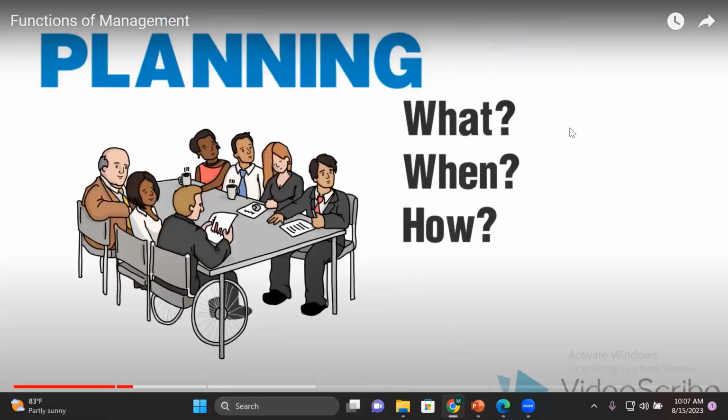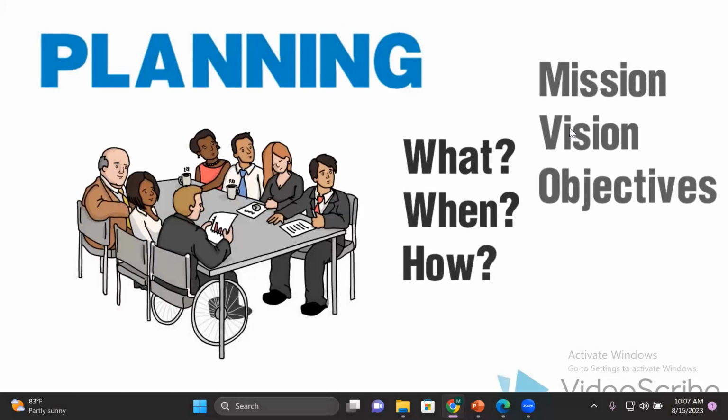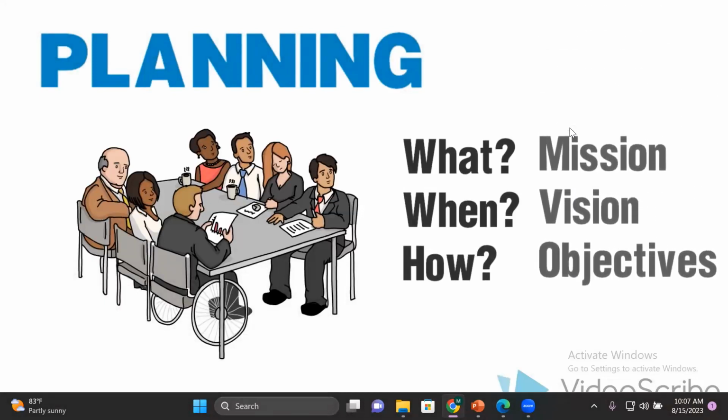Planning is charting the future. It is deciding in advance what to do, when to do it, and how it's going to be done. It can be as big as deciding the mission, vision, and objectives of a company or a plan to improve a certain business metric of your team. It is identifying what you want, when you should achieve it, and how it will be achieved.